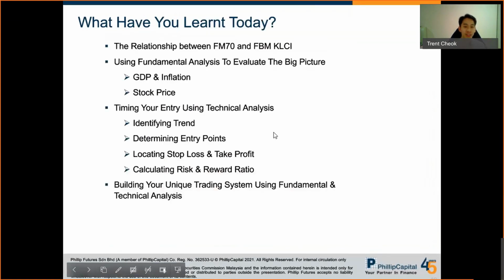Okay, so that sums up what I have to share with you today. Basically we've covered a few things. What's the relationship between FM70 and the KLCI index? Then how to use fundamentals to evaluate the picture. So basically, in my opinion, GDP and inflation are the two most effective indicators. Then we look at the future expectation of stock price.